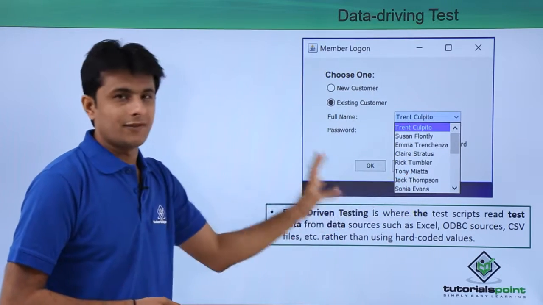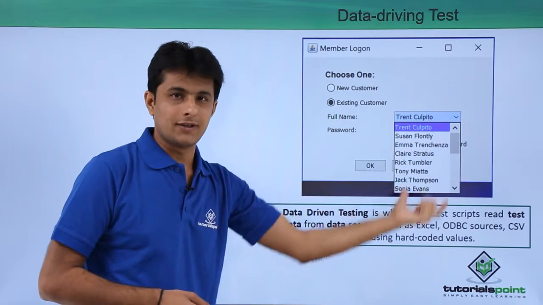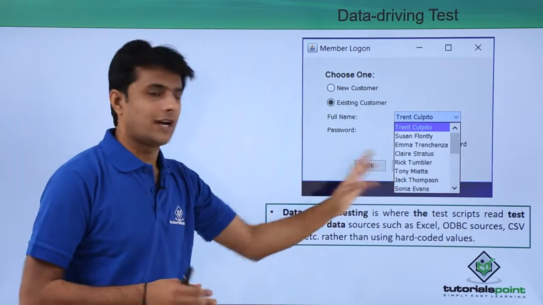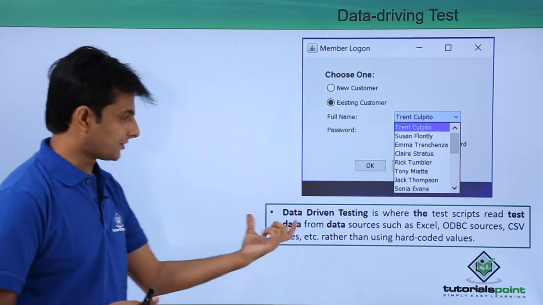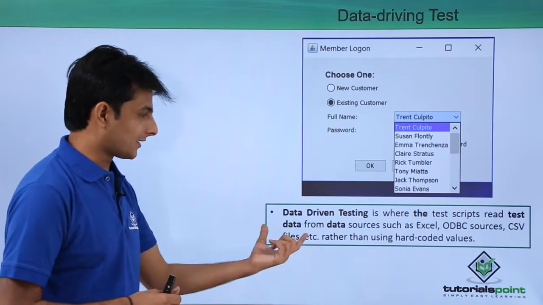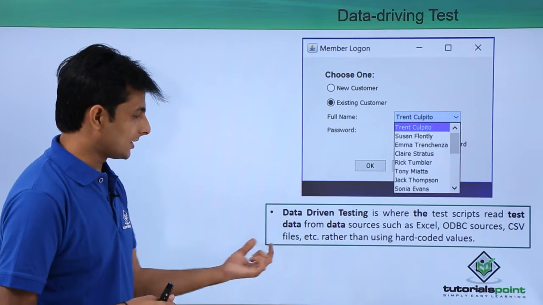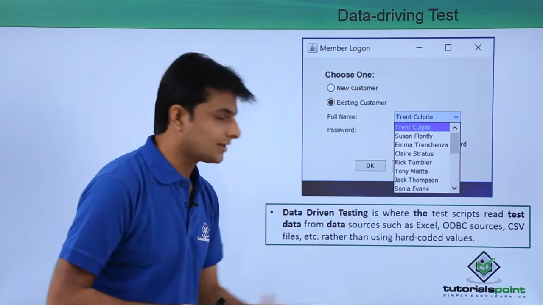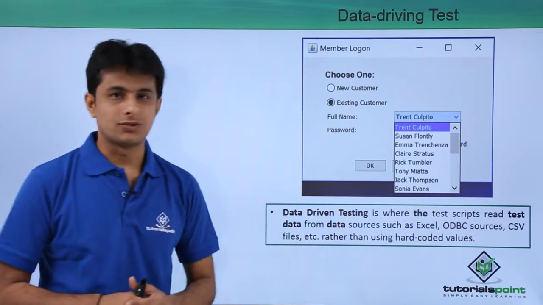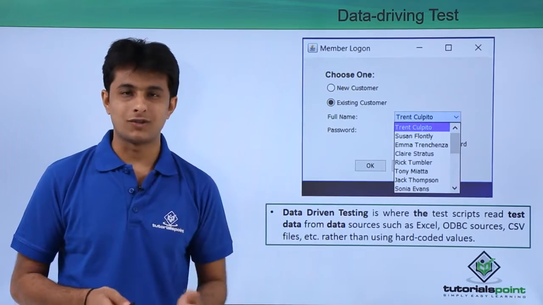Here on the screen, I have a snapshot of the Classics Java application where I have these full names given in the drop-down list. If I want to parameterize this test with multiple values, I'll be using data-driven testing. Data-driven testing is where the test scripts read the test data from data sources such as Excel, ODBC, CSV files, etc., rather than using hard-coded values. So not only CSV and Excel, but you can use multiple data sources in RFT and parameterize your test. It will be time saving and give you more efficiency.